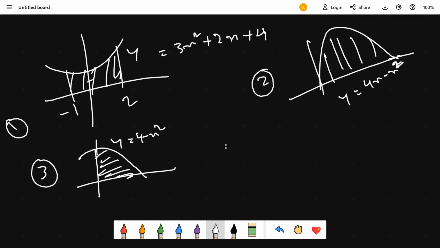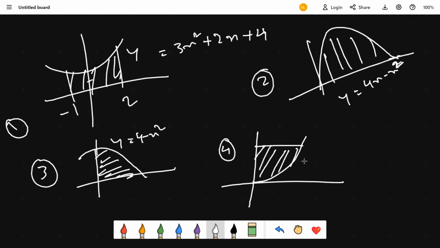We have then number 4 as y equals 6x squared, and this coordinate is given as 5. And we have a last one, which is this one. So this is the equation, this is the curve given.